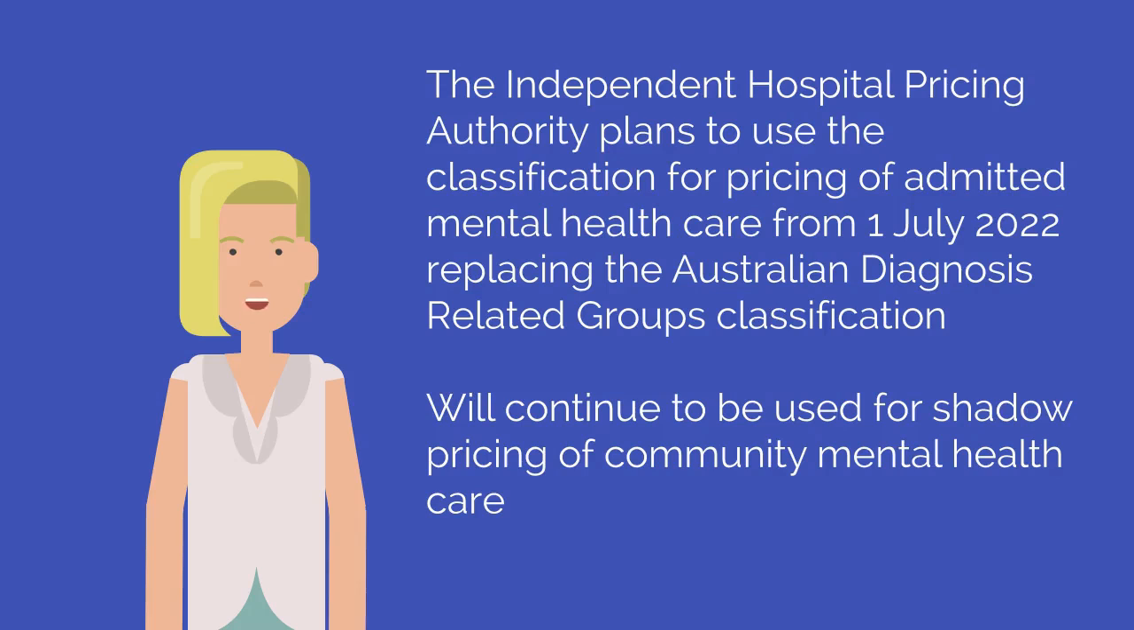episodes. The Independent Hospital Pricing Authority plans to use the classification for pricing of admitted mental health care from 1 July 2022. This will replace the Australian Diagnosis-Related Groups classification. The Australian Mental Health Care Classification will continue to be used for shadow pricing of community mental health care.